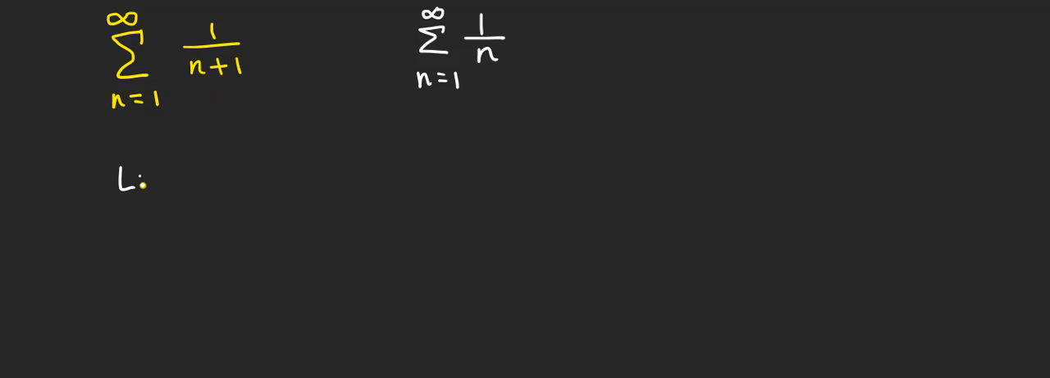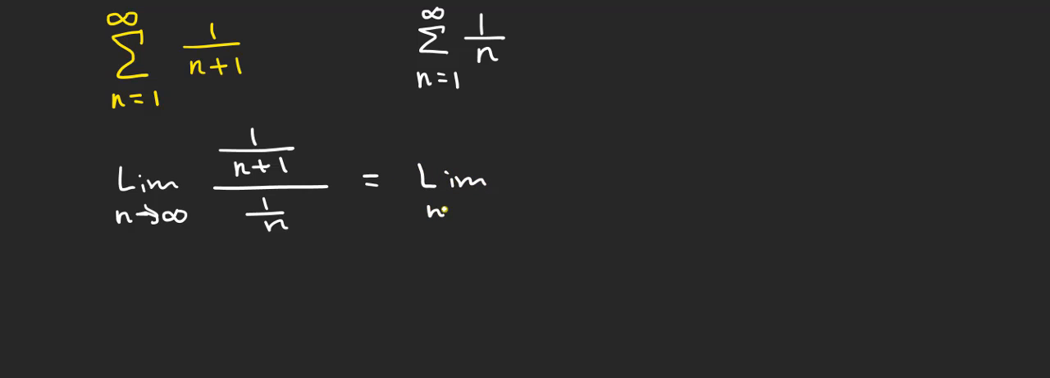So let's use a limit comparison test. It's the limit as n goes to infinity of 1 over n plus 1, over 1 over n. By the way, we know that this series diverges. So what happens? You get the limit as n goes to infinity of n over n plus 1. And as n goes to infinity, you get 1, where 1 is a positive finite number.